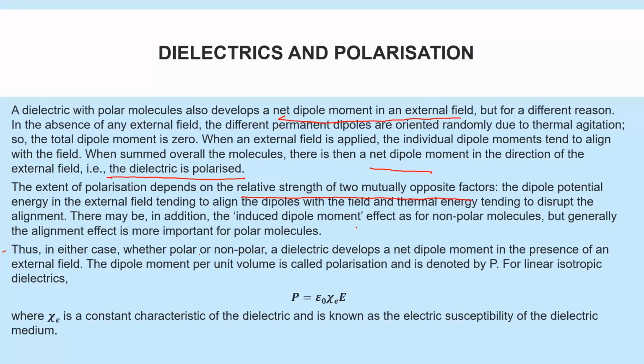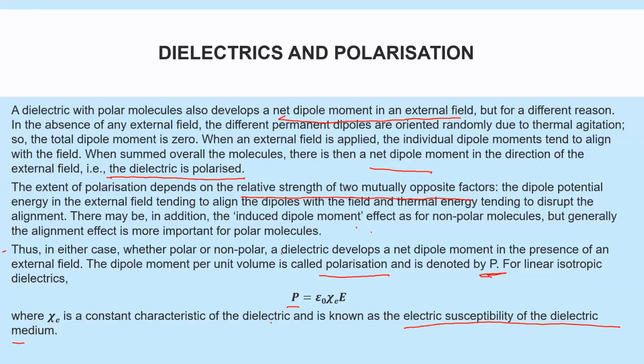So in either case, whether polar or non-polar, a dielectric can develop a net dipole moment when it is placed in an external field. The dipole moment per unit volume is then called the polarization, and it is denoted by the letter P. For linear isotropic dielectrics, you can say P equals epsilon 0 chi E, where E is the electric field. Chi is the constant characteristic of the dielectric, and it is known as the electric susceptibility of the dielectric medium.